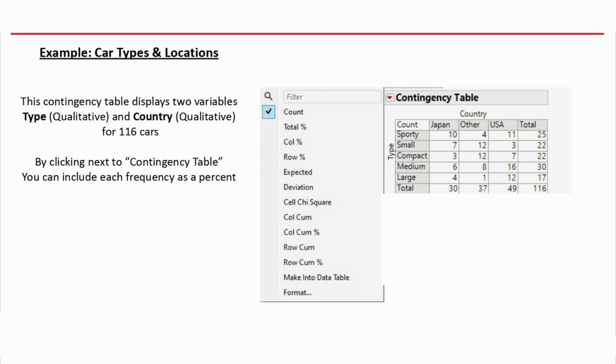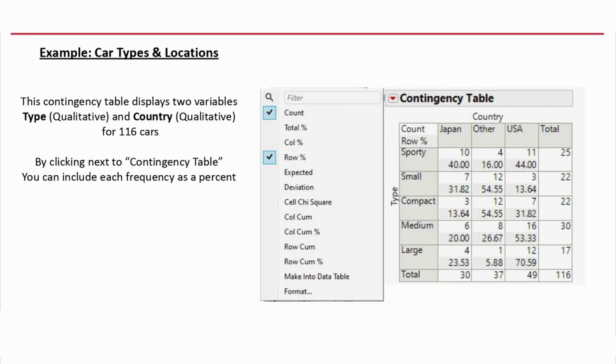Usually the first four, count, total percent, column percent, and row percent, are shown automatically. When I'm trying to figure out if two variables are independent or dependent, I will unselect everything except row percent or column percent. You can use either one. In this example, I've left row percent and count just so you can see how the counts change, but I'll specifically use row percent to tell if these variables are independent or dependent.